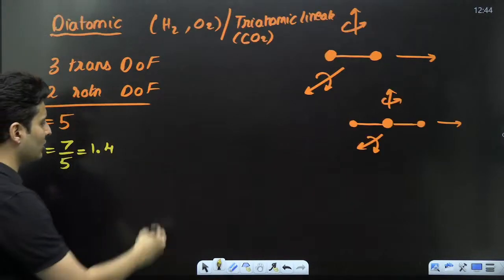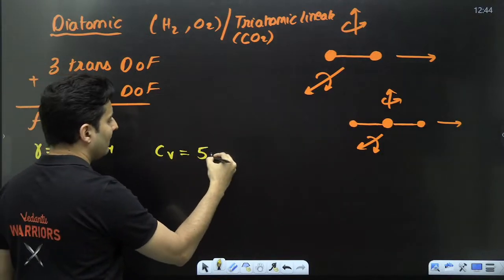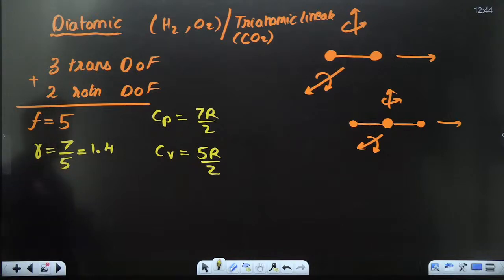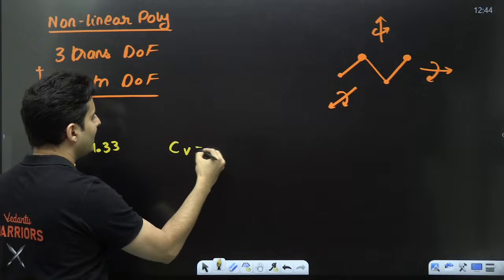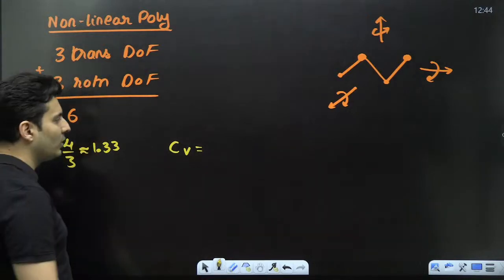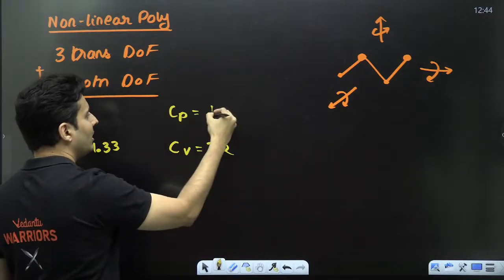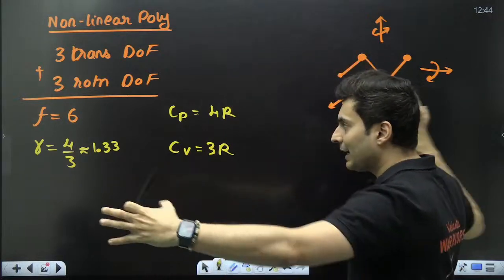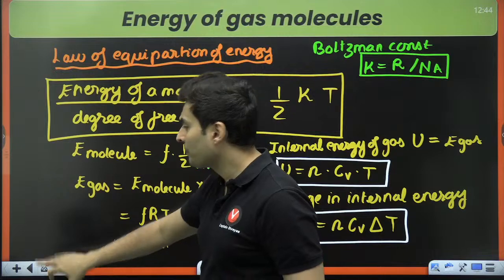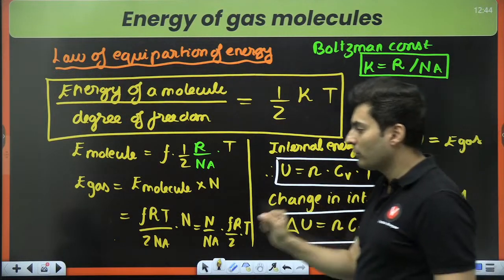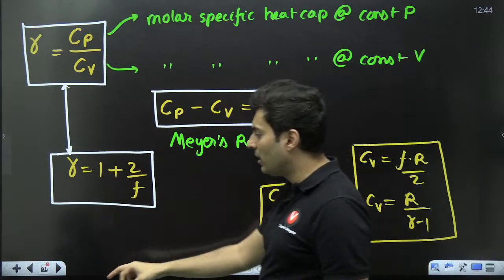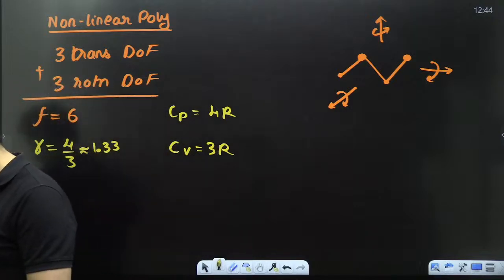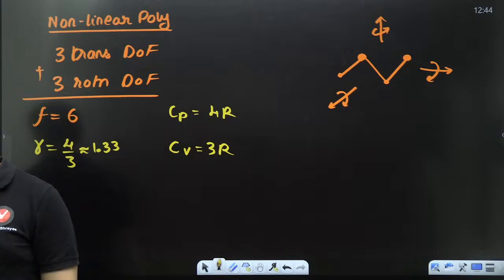Next, over here, the CV value, degrees of freedom is 5, so 5R by 2. The value of CP will be plus R, so 7R by 2. You can see 7 by 5 is gamma right over here. Next, the value of CV is going to be F, which is 6R by 2, which is just 3R. The value of CP will be plus R, so it will be 4R. If you divide these two, you get 4 by 3. So this completes a chart, you can say. These are like condensed notes which have everything from your law of equipartition of energy, internal energy formulas, then your CP-CV relationships with gamma and degrees of freedom for mono, dia and polyatomic gases. Very concise, precise notes. Yes, this will also be helpful for your chemistry thermo, definitely.